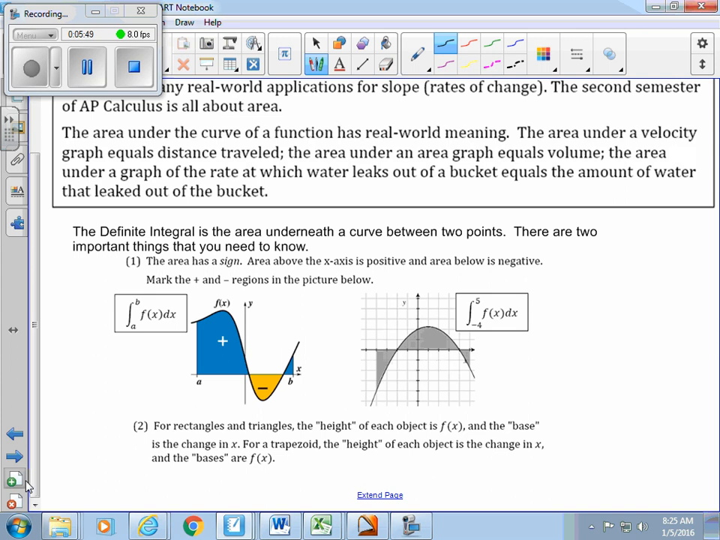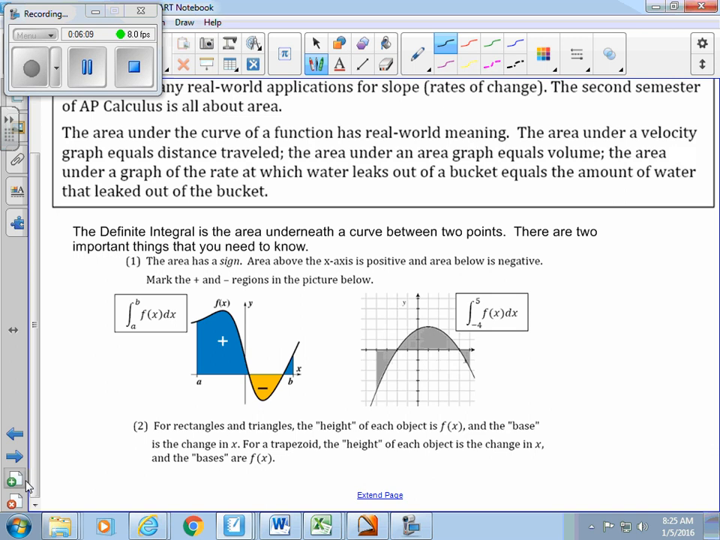It makes it negative, right? It gives you a negative distance, or net distance. It takes away distance. So that's why in this context we have to think of area with a sign. If it's going to make sense for the real world application that we have, then we've got to take into account a sign on area.